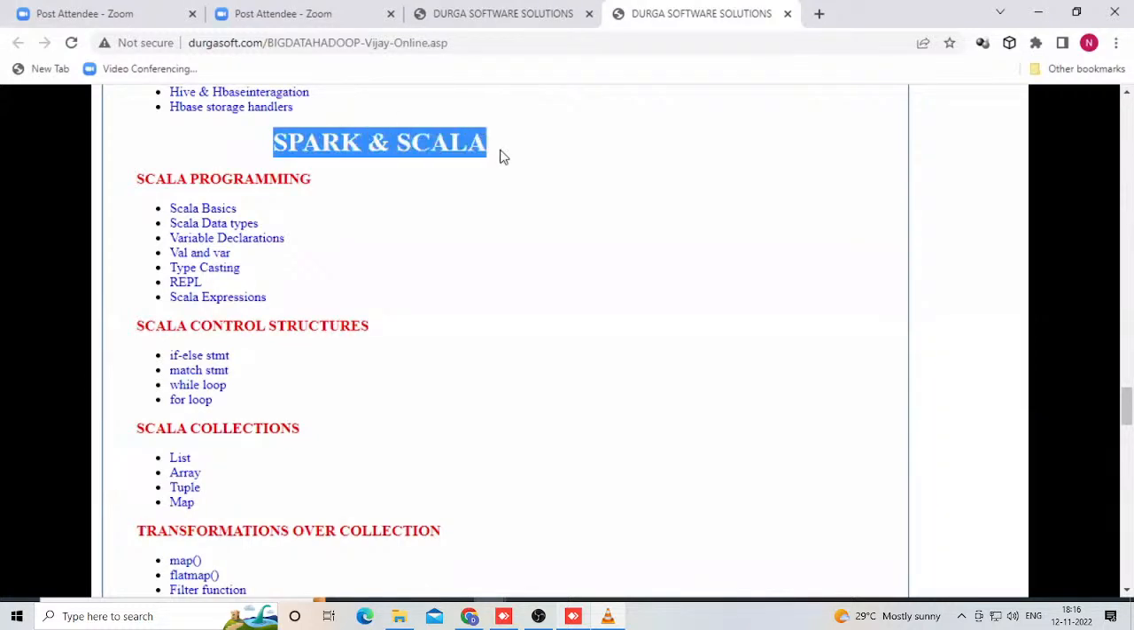But previously, only Scala was much used. Even now, both Scala and Python are used. But Python is very much used if you are going for machine learning kinds of applications, right? But as far as Spark is concerned, Spark APIs and everything will be the same using Python or using Scala. Only the programming is going to change.